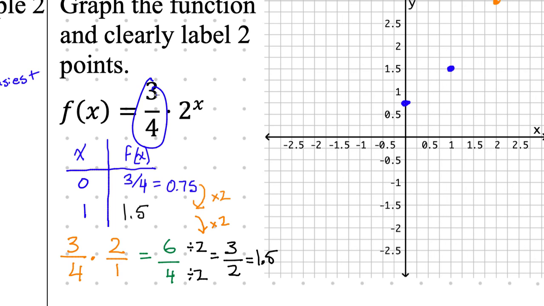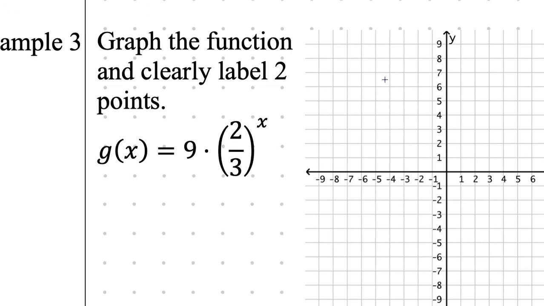So this is the y-coordinate. I can immediately graph 3/4 and then multiply by height of 2, or multiply by 2 every time I move 1 in the x direction. So if I move 1 in the x direction, multiply by whatever that factor is, and that's how to get your new height.